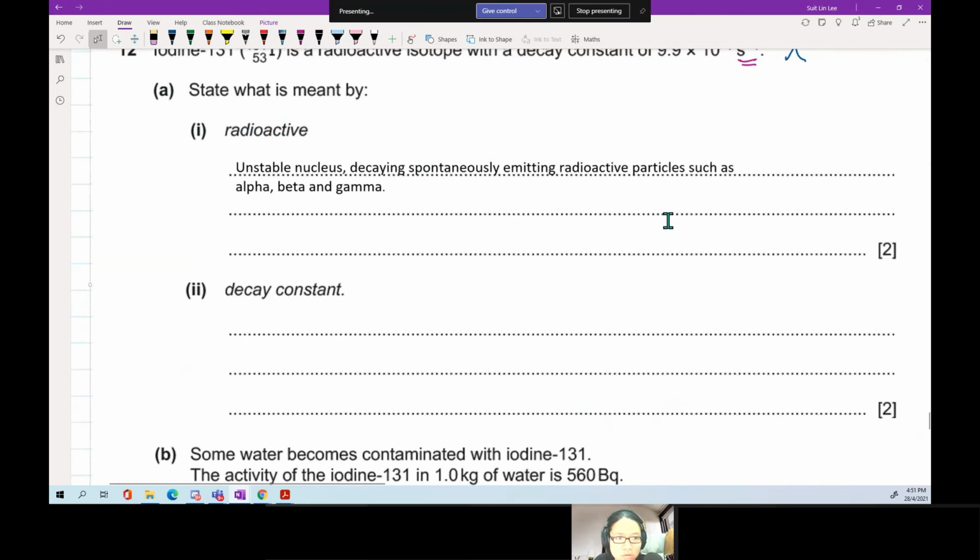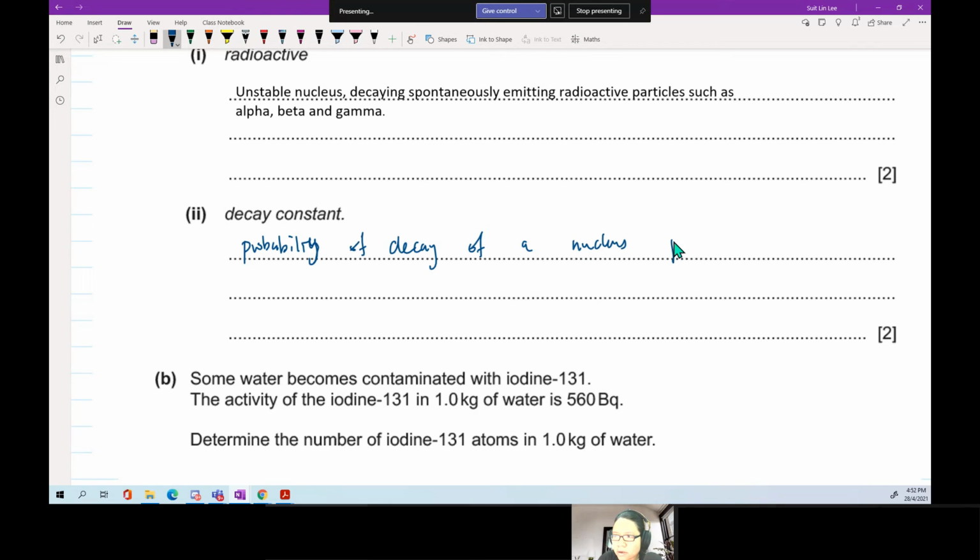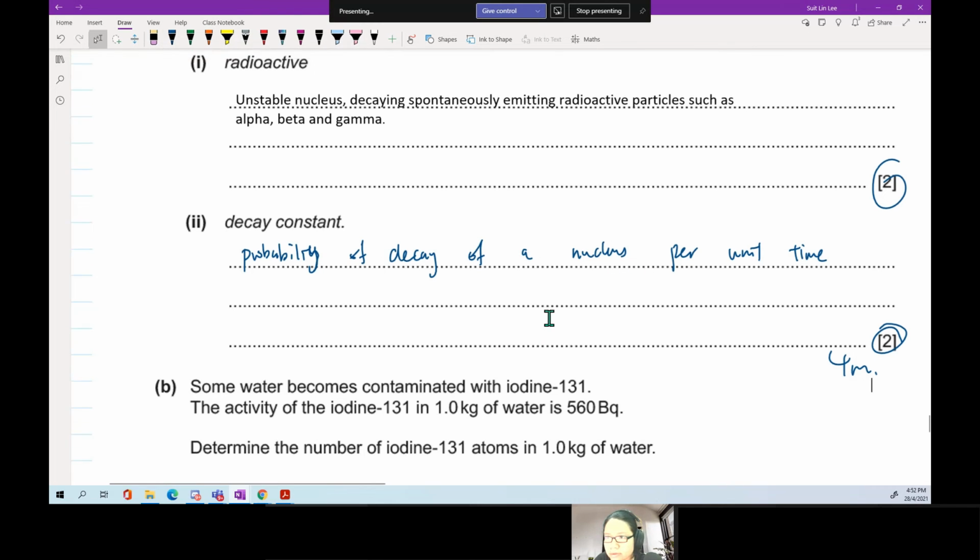All right, moving on. Decay constant: you will use back the definition that I've given to you, which is probability of decay per unit time. So this will be the probability of decay of a nucleus per unit time. Guys, 2 marks is 4 marks. You want to throw? Don't throw, man. It's good marks. Keep it.